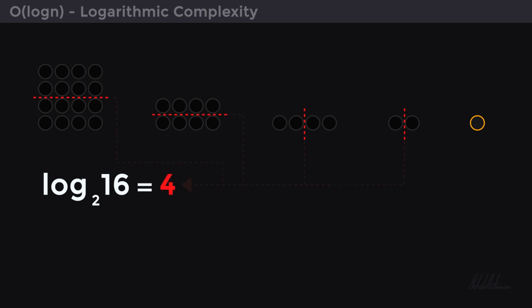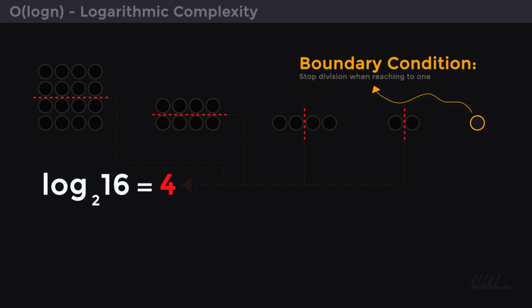Please note that the boundary condition is equal to 1. Because reaching 1 signifies that the number has been divided down completely, reflecting the logarithm's purpose of measuring how many times a number can be halved until only 1 remains. This marks the completion of the halving process and gives the logarithm's value.